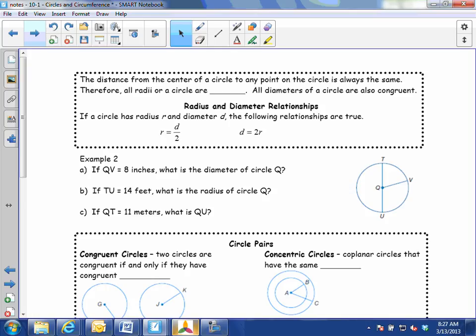Okay, so the distance from the center of the circle to any point on the circle is always the same. As Zoe already pointed out, in a circle, all the radii are always going to be the same length. If they're not, then it's not a circle. Therefore, all radii of a circle are congruent, and all the diameters of the circle are also.